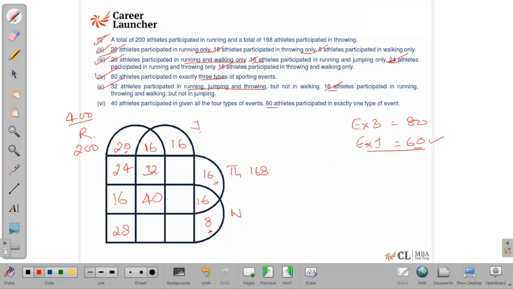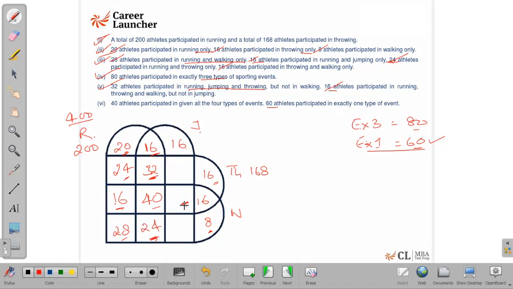We have used this piece of information. We also need to find out exactly 3 is 80. Exactly 3 is 32 plus 16 plus this and plus this. We don't have 2 of them, so let's first find out this. The summation of running has to be 200, so we can find out by difference. 20, 44. 44 plus 16 is 60. 92. 132. 132 plus 28 is 160. 176. So this should be 24.